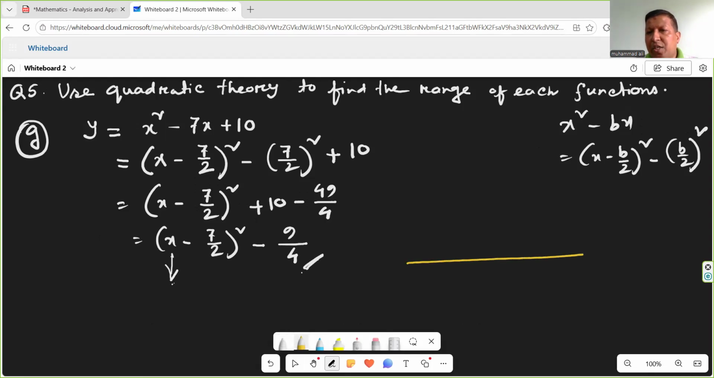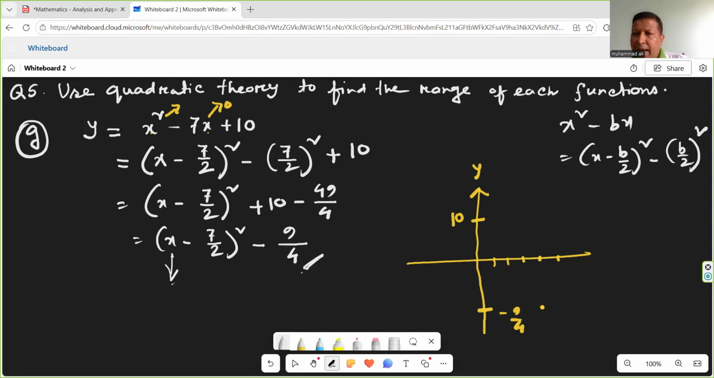So if we sketch this curve, at first minus 9/4 is the minimum value. For x equals 7/2, that means 1, 2, 3, 3.5, at 3.5 we get the minimum value. And if you want to find out the y-intercept point, here we put x value 0, because on the y-axis, x value is 0. If you put x value 0, the curve passes through 10 on the y-axis. So the curve shape will be like this.